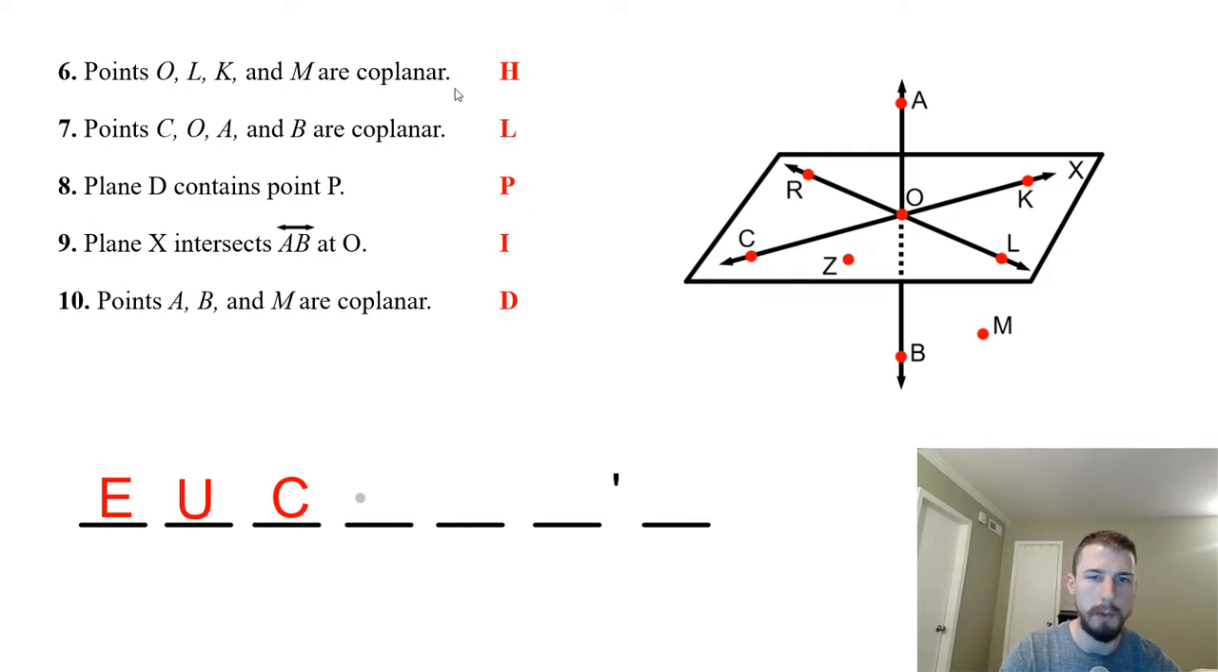So first we have to remember, what does coplanar mean? Well, we see the planar word, so it's referring to the plane, and co means the same. So we want to know, are these on the same plane? So let's look at our points over here.